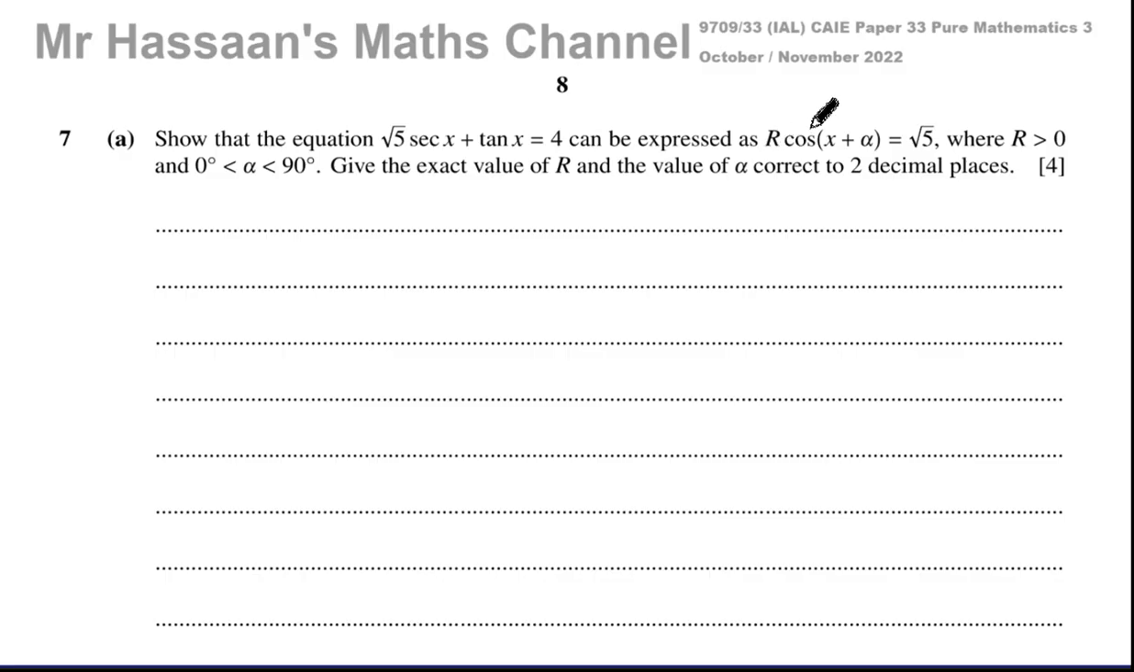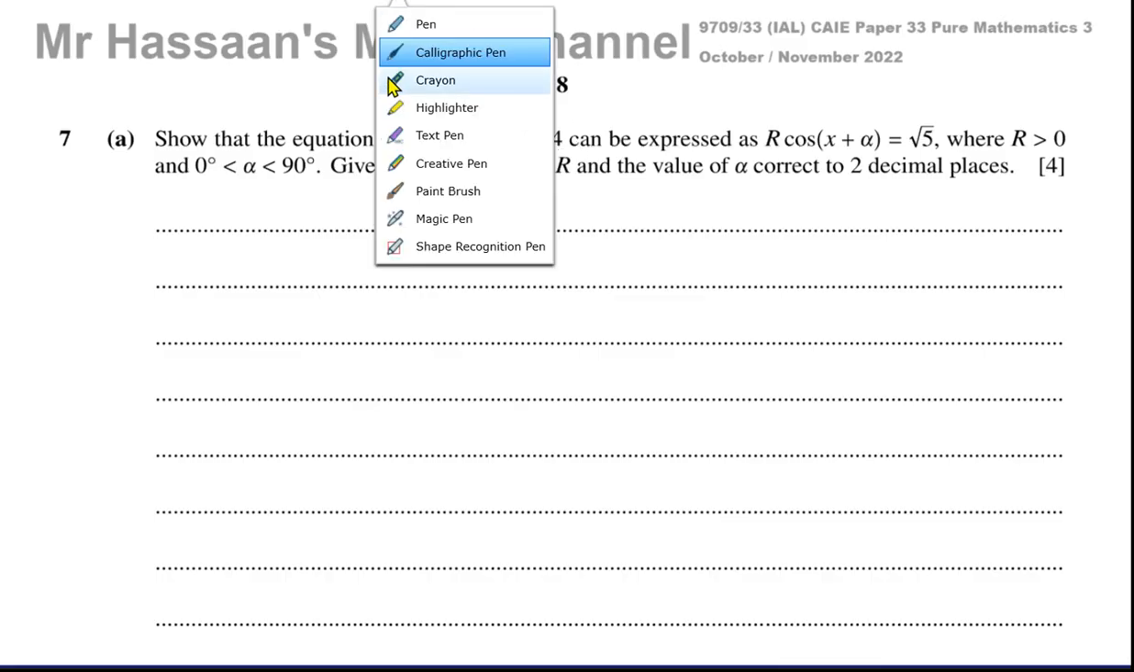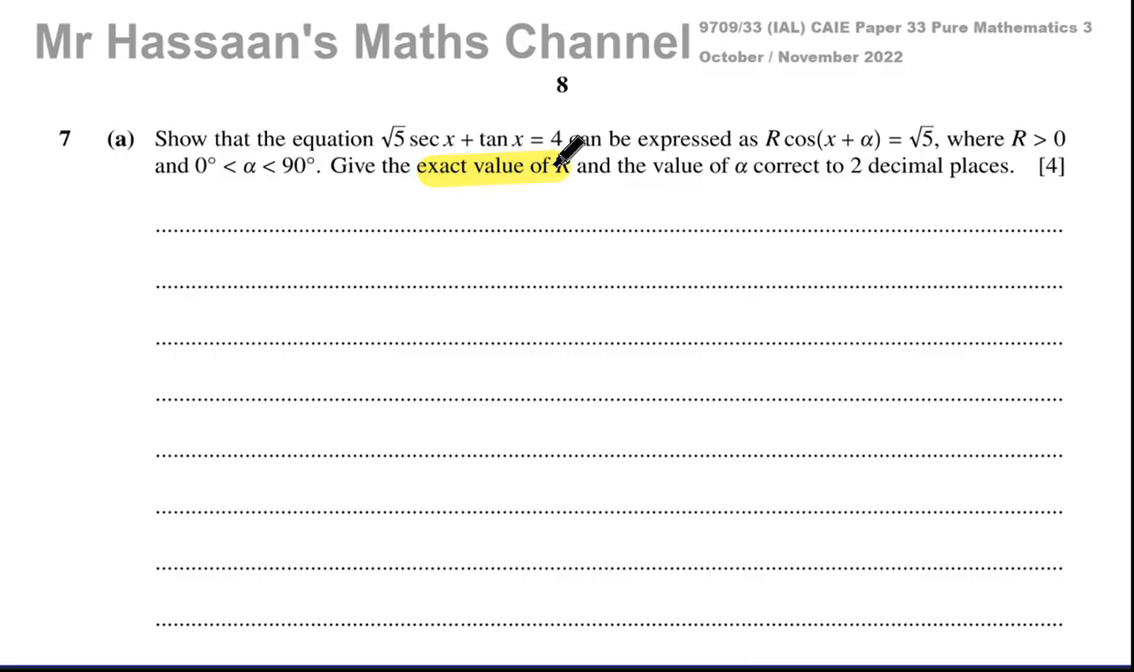This is Pure Mathematics 3, paper 3, variant 3, from the 9709 syllabus. This question is question number 7, which is about this trig equation: root 5 secant x plus tan x equals 4. We need to show that it can be rewritten in the form R cosine (x plus alpha) equals root 5, where R is greater than 0 and alpha is between 0 and 90 degrees, an acute angle. Give the exact value of R, and alpha correct to 2 decimal places.